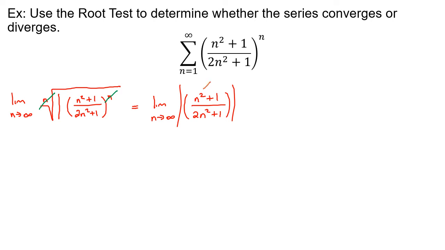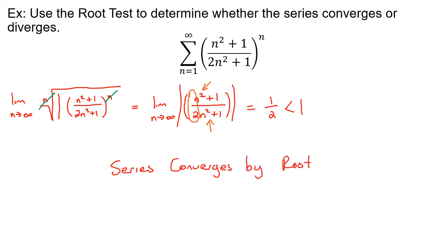So at this point what we'll notice is that the squared matches on top and the bottom. So there's a 2 on top and there's a 2 on the bottom. If your powers match, you're looking at the ratio of the coefficients in front. That would be a 1 over a 2, which is less than 1. As long as you're less than 1, that series converges by the root test. And it's as simple as that. And again, that's converging absolutely.